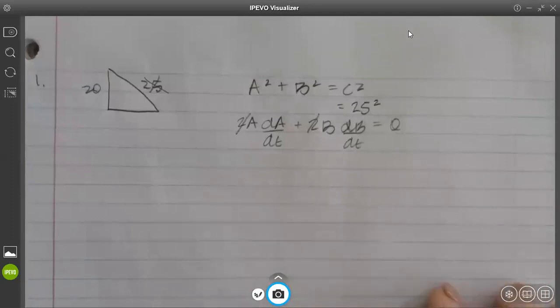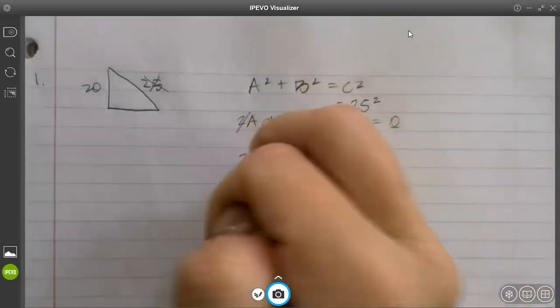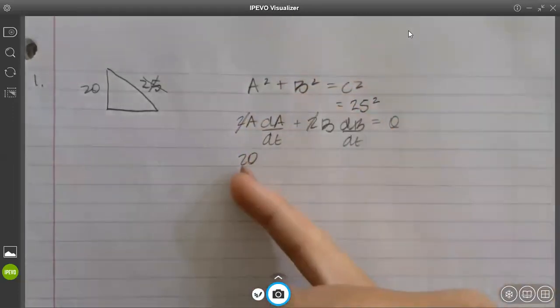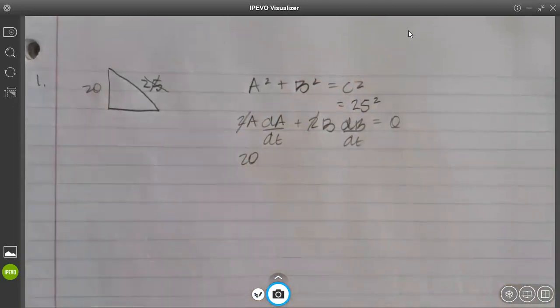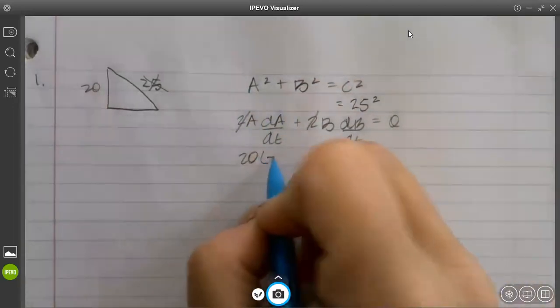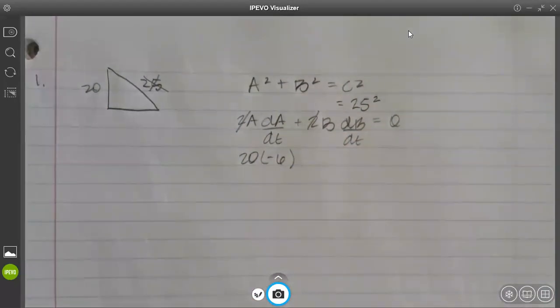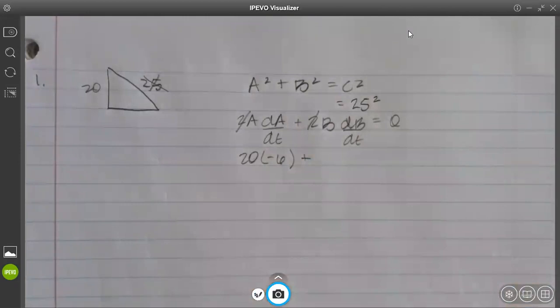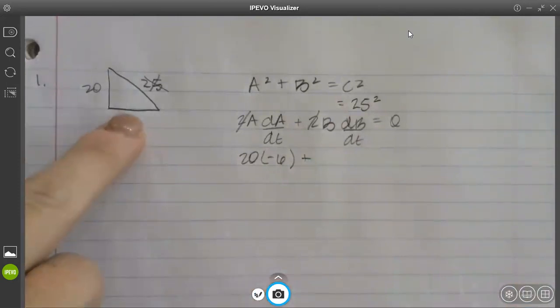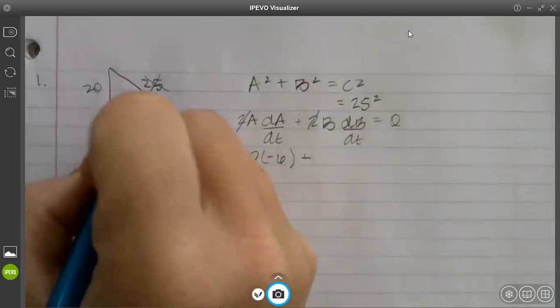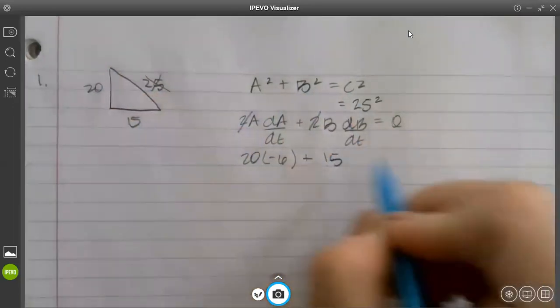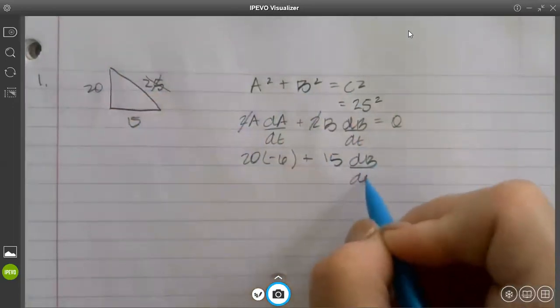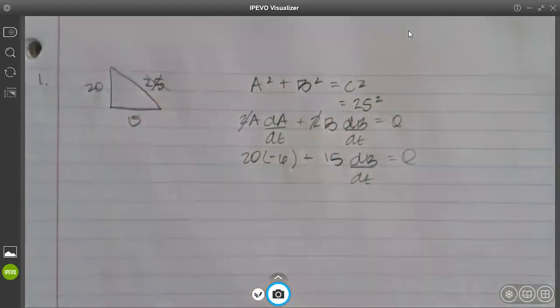What's A? Did it give us a rate of that vertical? So -6 was the dA over dt. Plus, I don't have B. How do I find it? Pythagorean theorem. So find B. I'm going to go ahead and tell you that it's 15. And we're looking for the rate of the ground movement.